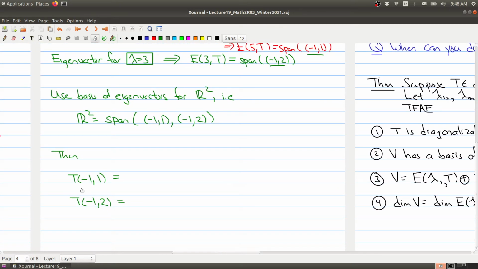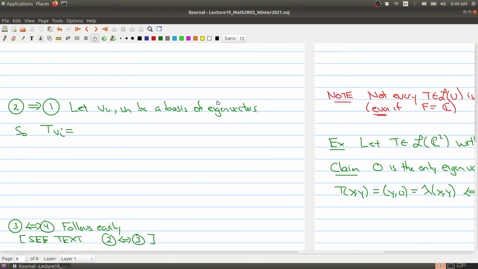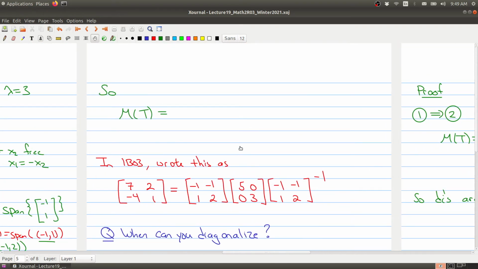More importantly, let's look at what happens when we stick these vectors inside my operator T. When I plug in negative 1, 1, I get negative 5, 5, and that's the same thing as 5 times the vector I started with. Let's write it with respect to this basis. So I get this vector. If I stick in negative 1, 2, I will get negative 3, 6, and that in terms of my new basis is 0 times negative 1, 1, plus 3 times negative 1, 2. So if we use this basis and write the matrix of T with respect to it, we end up with the matrix given by 5, 0, 0, 3.